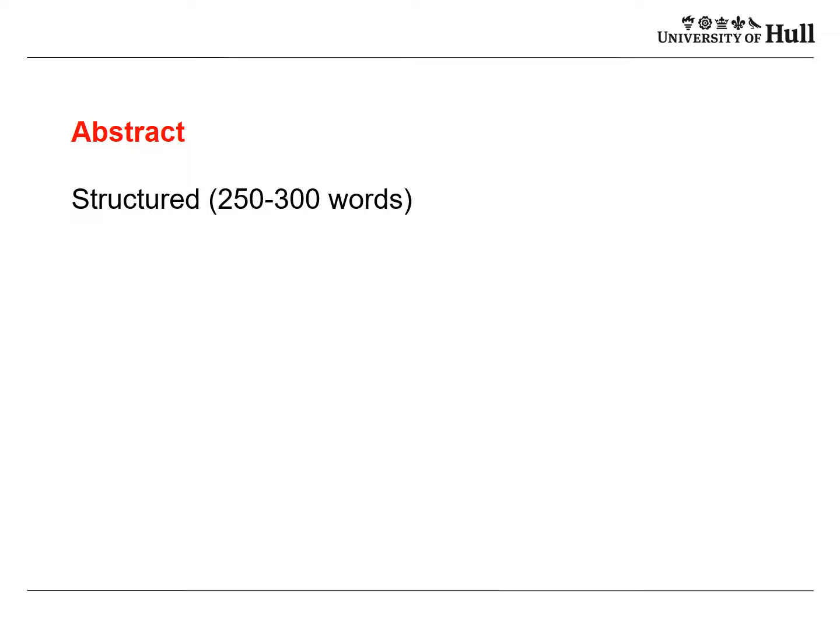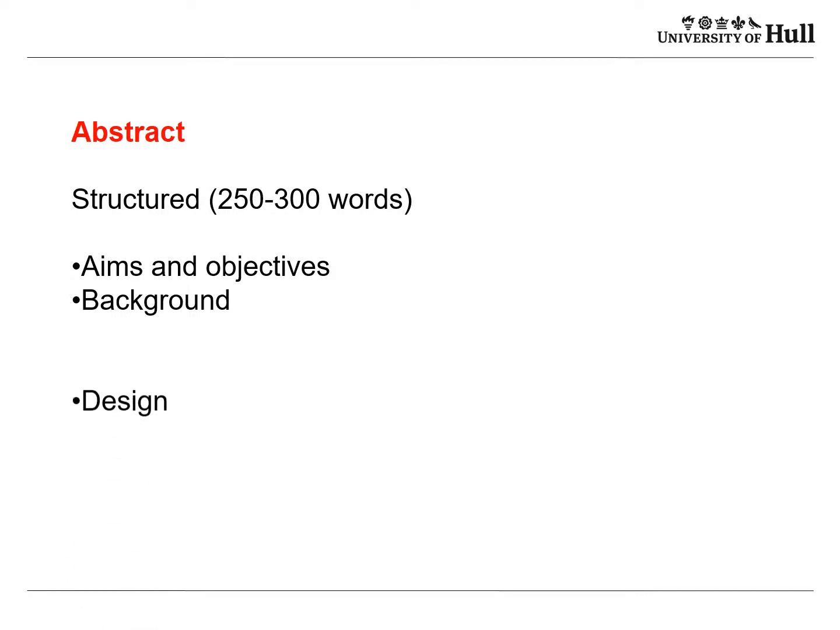But the things that you should be able to see in the abstract are the aims and objectives of the study, some background, why the study is being done, a clear statement of the design. For example, is it a randomized controlled trial or a survey or a cohort study? That should be clearly stated.